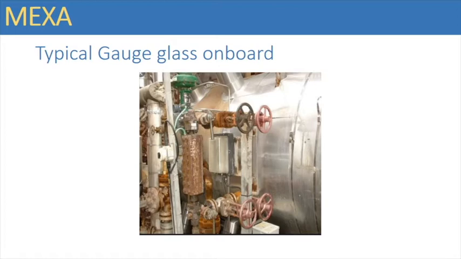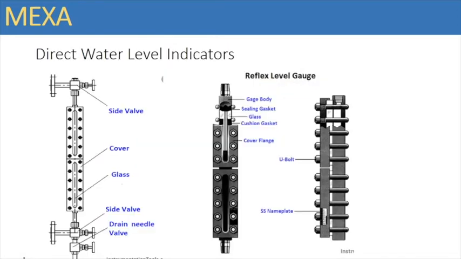The reflex gauge glass is attached to the body by a sealing gasket on the gauge body side and a cushion gasket on the cover flange side. U-bolts hold the body, glass and cover flange together. Since the gauge glass is an important mounting which shows a visual indication of the water level, it is necessary to keep it reliable at all times.